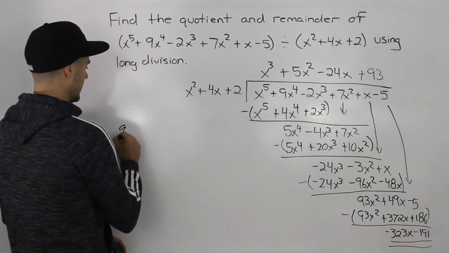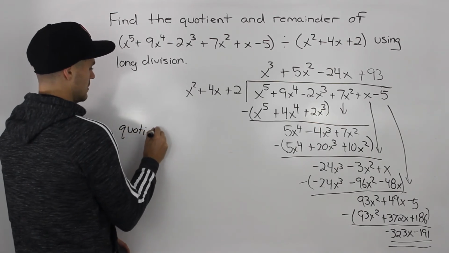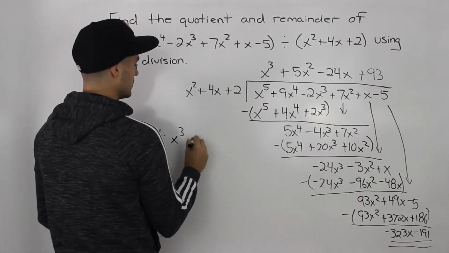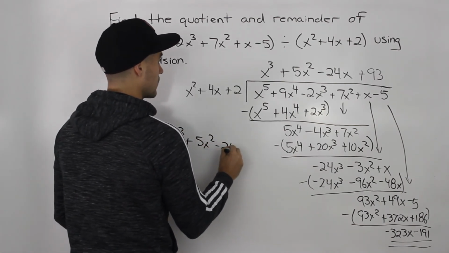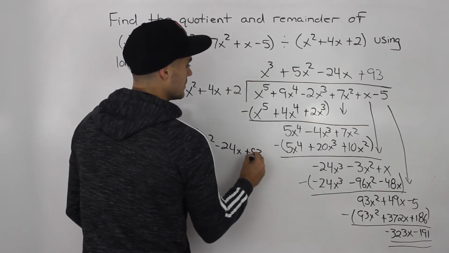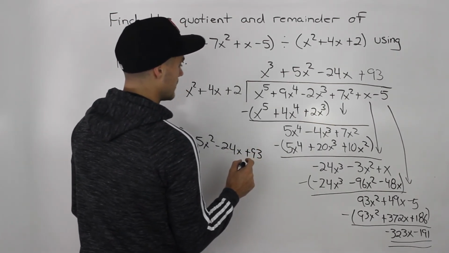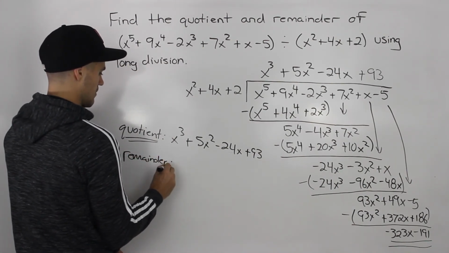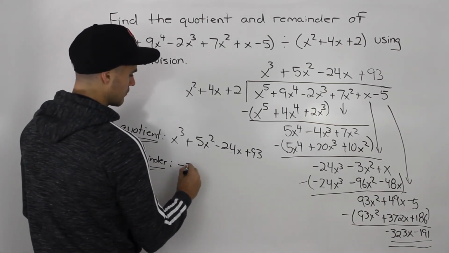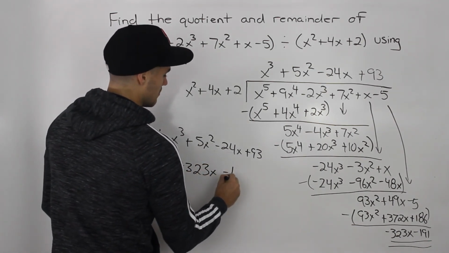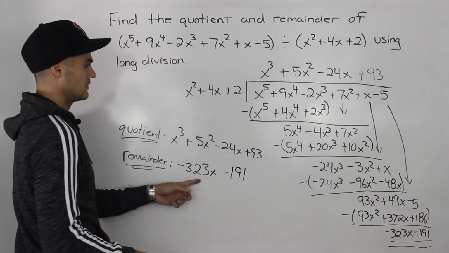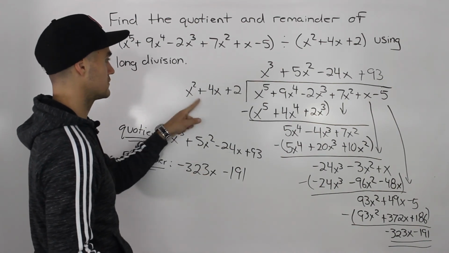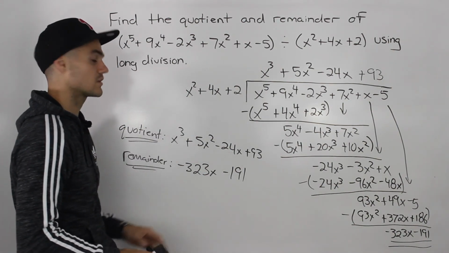So, final answer, what's our quotient? Our quotient is what we get up top here. So it's x cubed plus 5x squared minus 24x plus 93. And then our remainder is what we get at the bottom there, negative 323x minus 191. And notice how the remainder is 1 degree less than our divisor, right? The remainder has a degree of 1, the divisor has a degree of 2. So this remainder here makes sense.